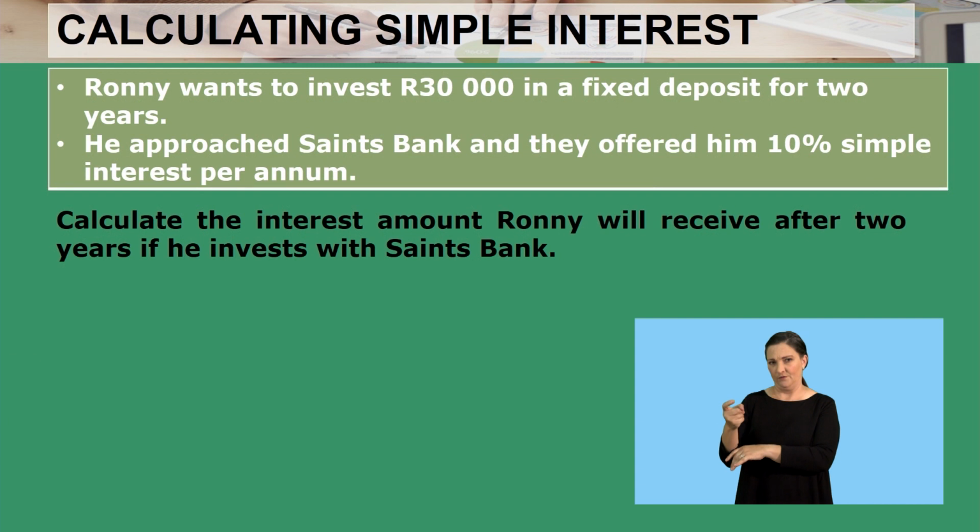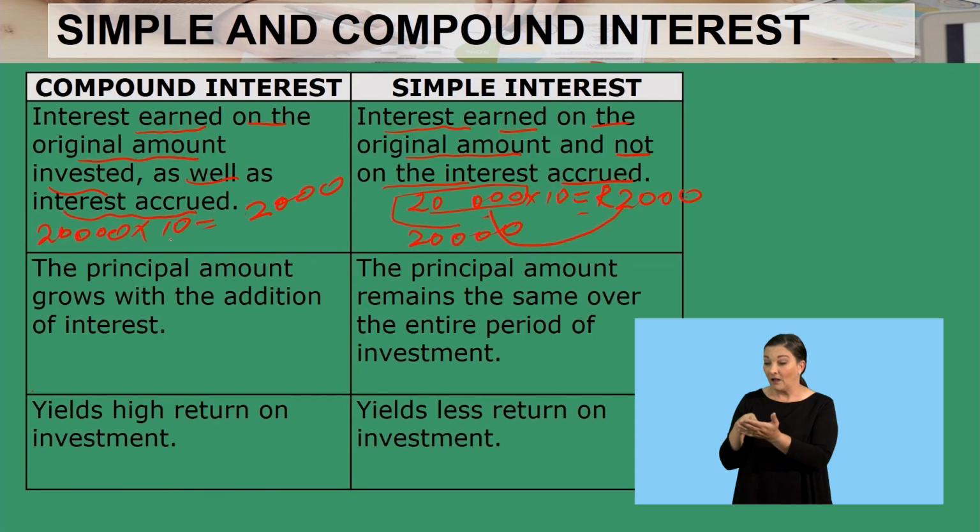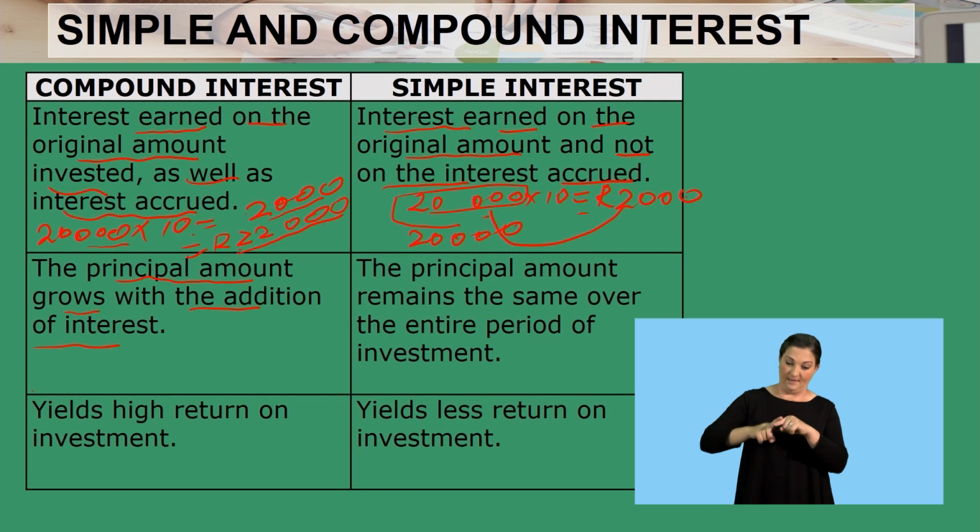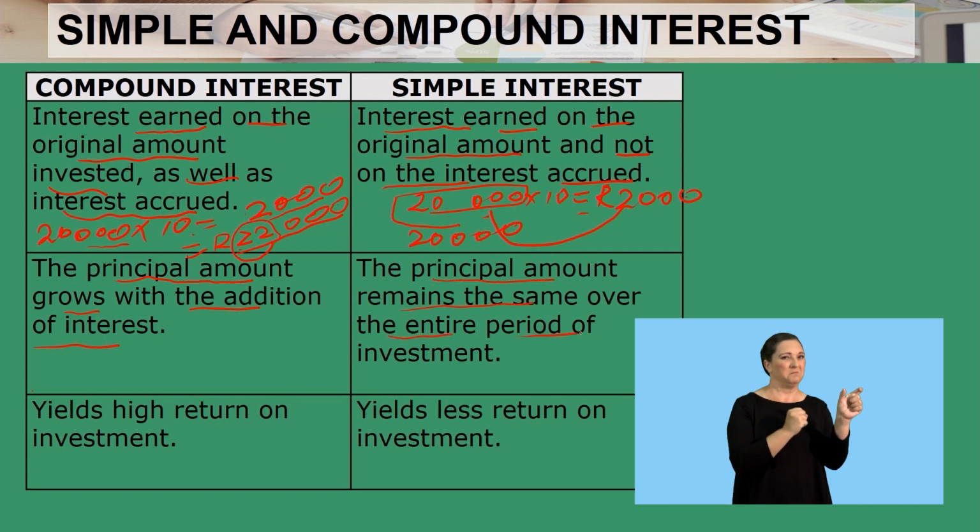So when you calculate for the year after, the new original amount or capital amount would become 22,000 because the 2,000 has to be added. Now, compound interest, the principal amount grows with addition of the interest. As I showed you, 20,000, 10% becomes 2,000, which will amount to 22,000, meaning the principal amount has grown by 2,000. But with simple interest, the principal amount remains the same over the entire period of investment.